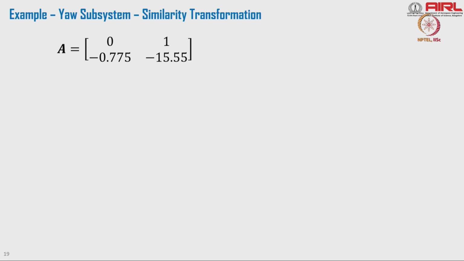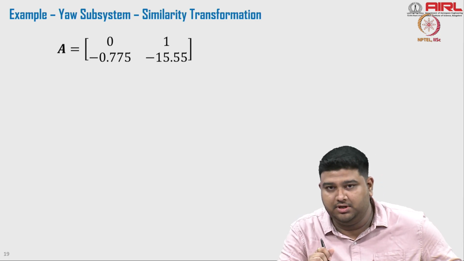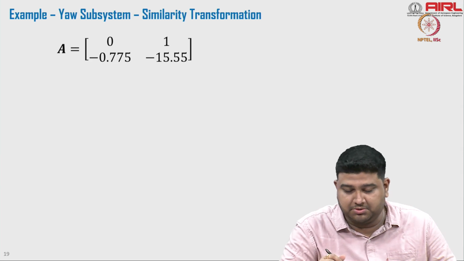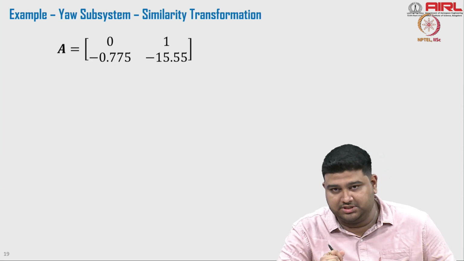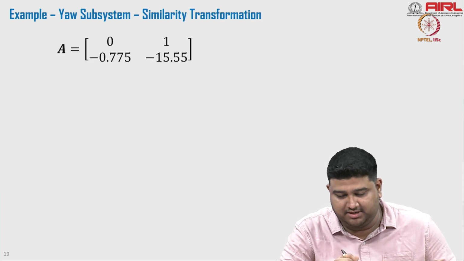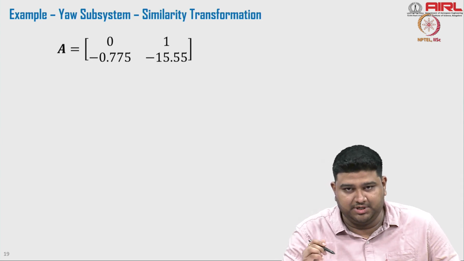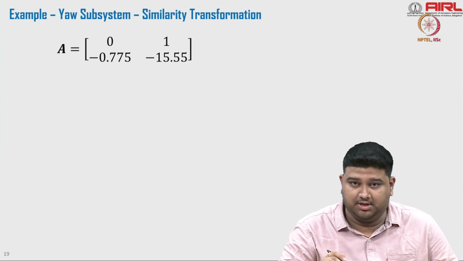Let's do the similarity transformation now for the yaw subsystem. I highly recommend that you try this on your own, since this is a very simple 2x2 system. Do it on your own, pause it now and then come back and rewatch the lecture to check whether the calculations are correct. Do everything: similarity transformation, find the state transition matrix, do the controllability test and do the observability test.